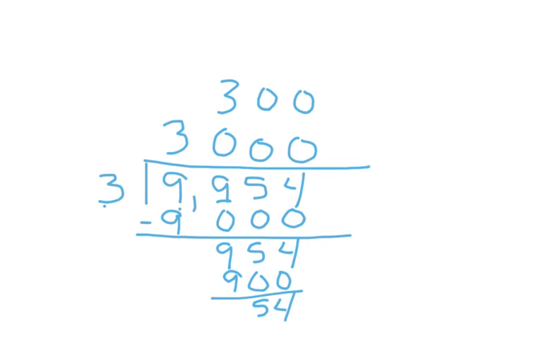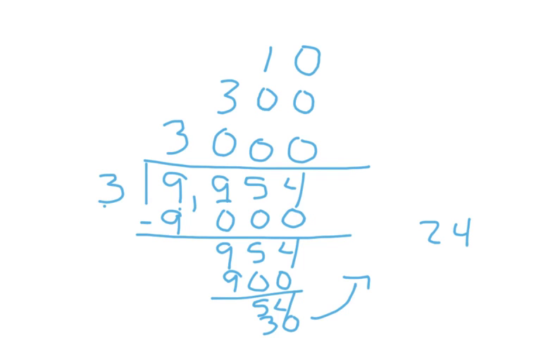So now 3 times how many 10s is going to get me close to 54? Well, only 1 10, right? Because 2 10s is 60, and that number is 54. So 10 times 3 is 30. If we subtract that, I'm going to have to bring my answer over here. I ran out of room. 54 minus 30 is going to give us 24.